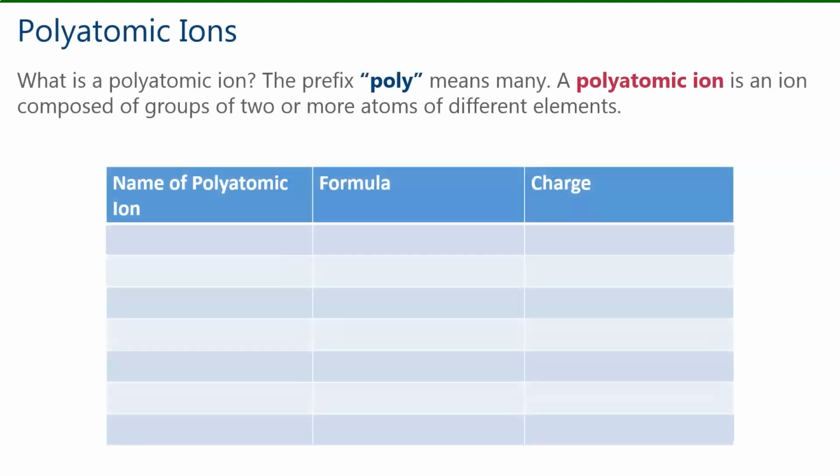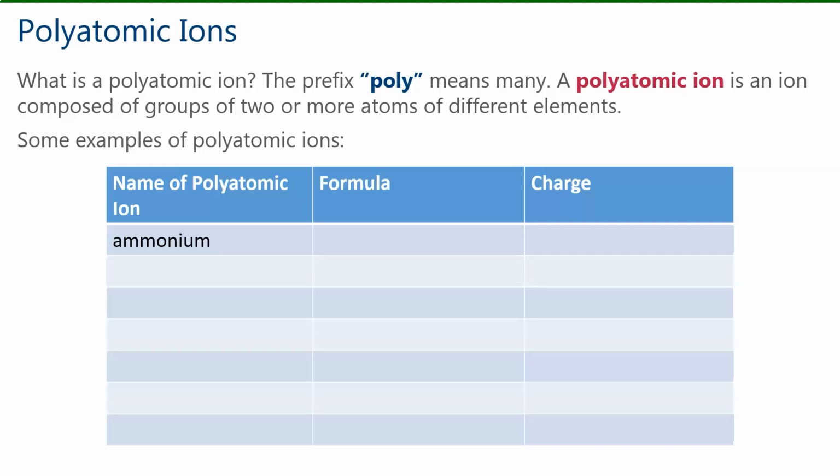What is a polyatomic ion? The prefix poly means many. A polyatomic ion is an ion composed of groups of two or more atoms of different elements. In the table below, I'll show you some examples of polyatomic ions. But note, these are always given in a table provided. You do not need to memorize them.